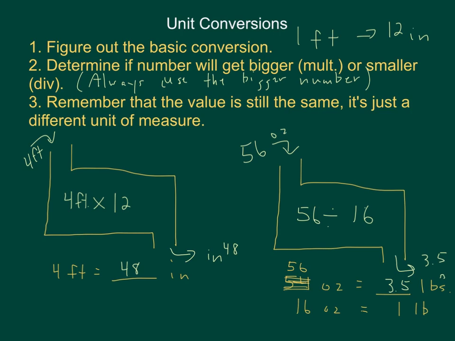And the third thing to remember is that the value is still the same, it's just a different unit of measure. So I could say this is 3 feet, but I could also say it's 1 yard. The numbers are different, but the distance is still the same. It's just a different unit of measure.